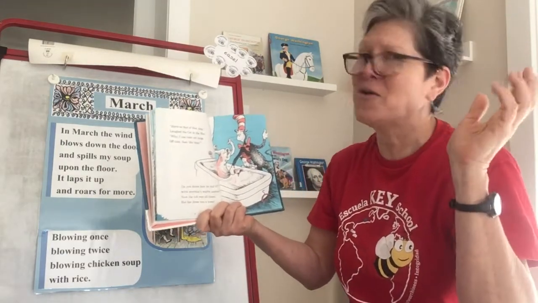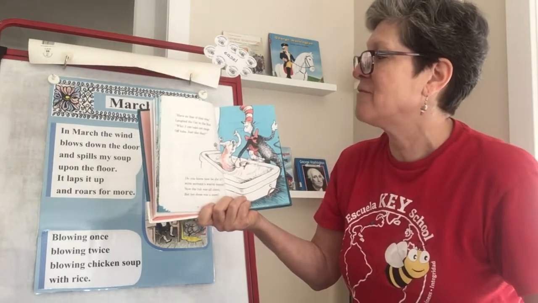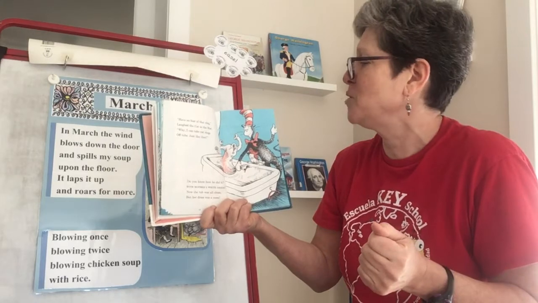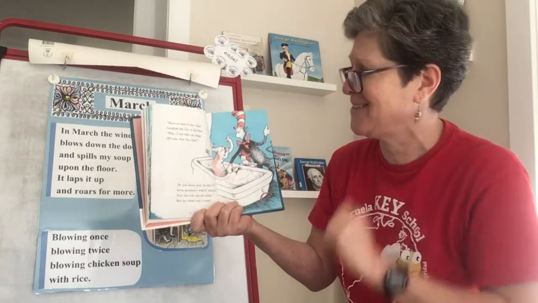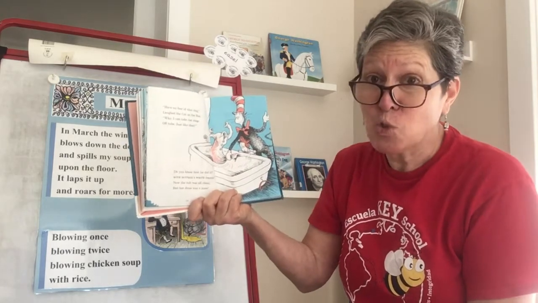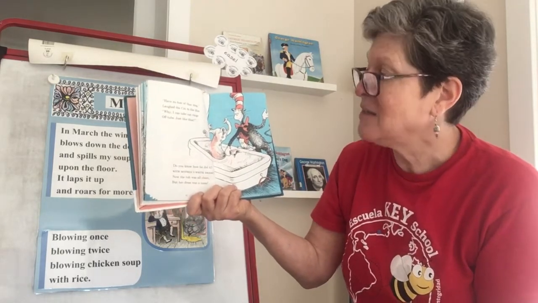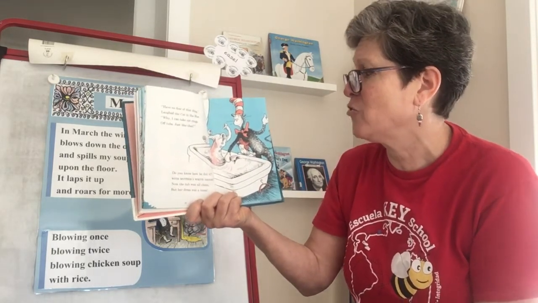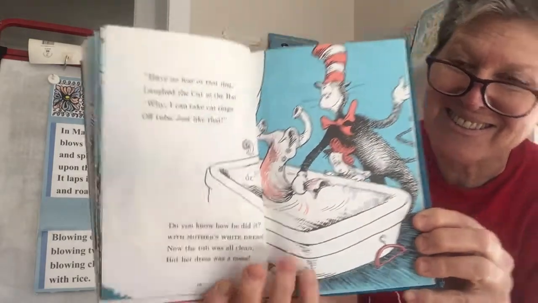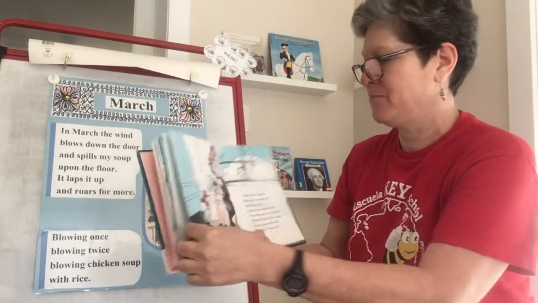Have no fear of that ring, laughed the cat in the hat. Why, I can take cat rings off tubs just like that. Do you know how he did it? With Mother's white dress. Now the tub was all clean, but her dress was a mess. Gotta keep up the rhyming.